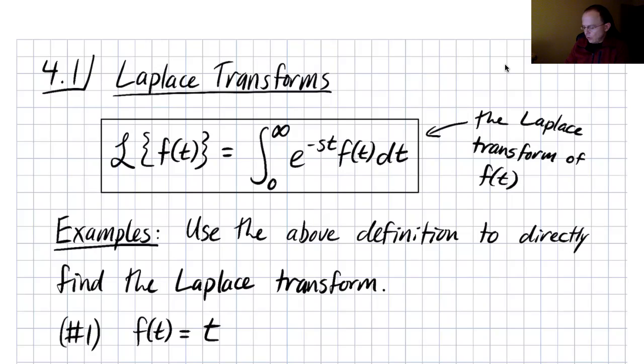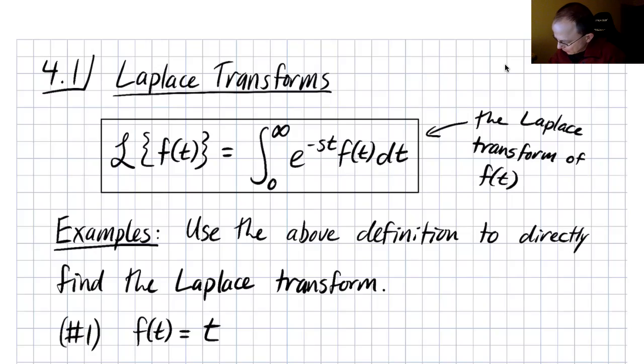So in this lecture, we're going to go back to 4.1, because we started with 4.2, where we saw how to use Laplace transforms to solve differential equations. Now we're going back to what is the definition of the Laplace transform and where does this come from? So we'll start by looking at the definition, and then we'll do a few examples where we practice how to use the definition to find the Laplace transform of a function. So let's start there.